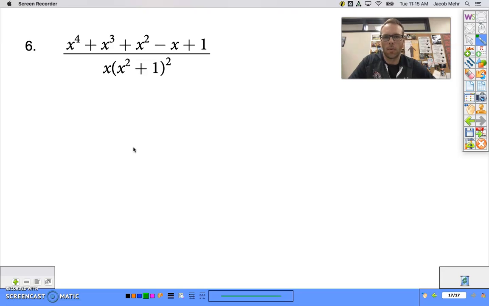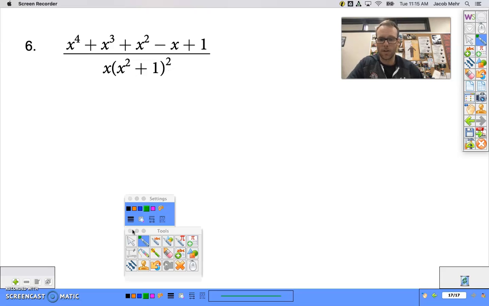All right, last example here for our partial fraction decomposition. In the last video, you watched as we decomposed and we had a quadratic in the denominator that we weren't able to factor. Well, if you look at this example, again, we have a quadratic in the denominator that we cannot factor. However, it's repeated, it's squared. So what's that going to look like for us?